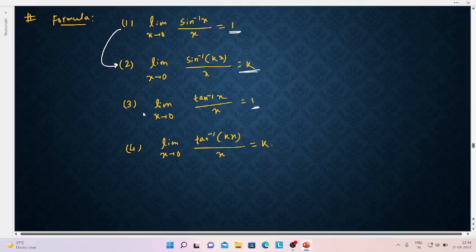The formulas are: limit x tends to 0, sine inverse x over x is nothing but 1. The second formula is limit x tends to 0, sine inverse kx over x is nothing but k. The third formula says limit x tends to 0, tan inverse x over x is nothing but 1, and the fourth formula is limit x tends to 0, tan inverse kx over x is nothing but k, right? So these are the 4 formulas which we will use in the further questions.